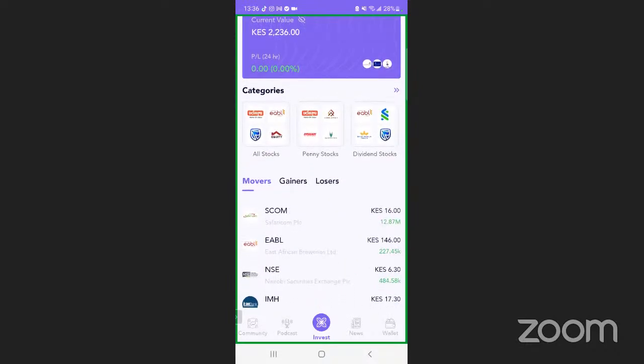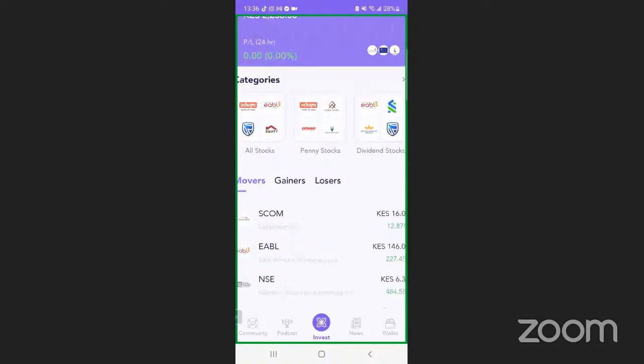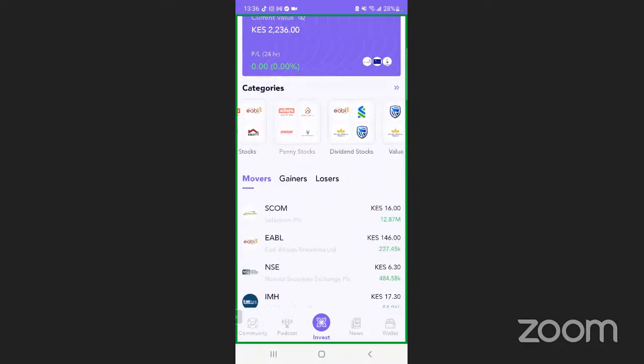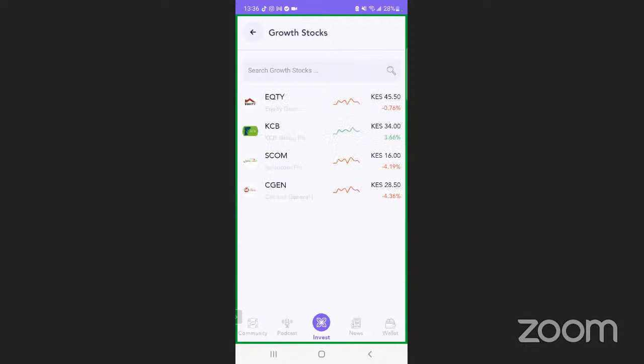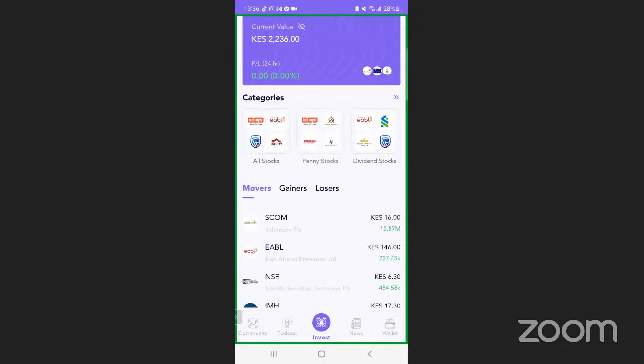Okay, the guys who ask, what are some of the value stocks in the Kenyan market? Just click on categories, go to value. And then for value investors, these are some of the companies you'd go for. And then on the other hand, let's say you are a growth investor, looking for companies that are considered growth stocks in the market. Just click on growth stocks and you'll be able to see some growth stocks available in the market, right? So that's it on the categories.